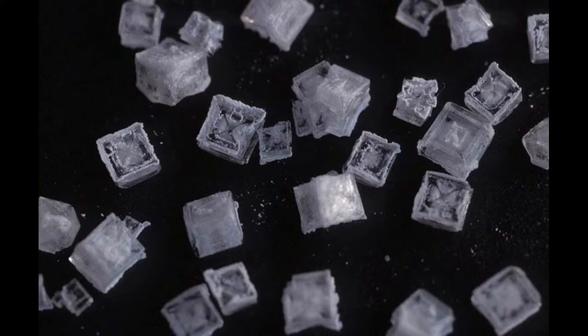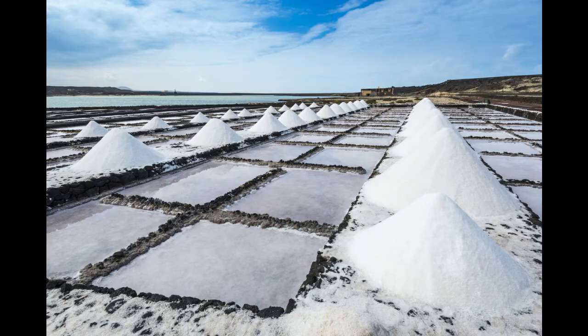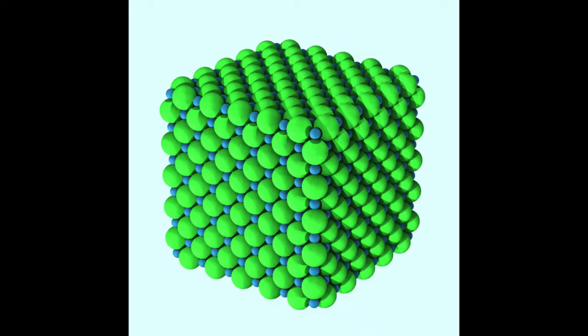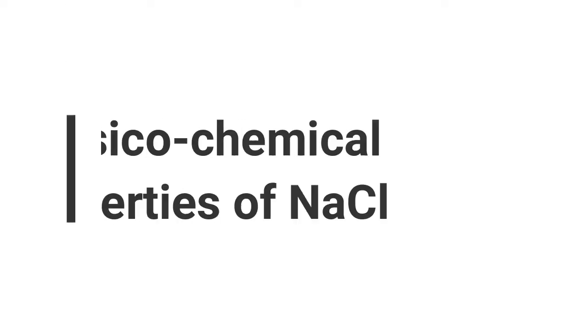NaCl is an ionic compound that occurs naturally as white crystals. It is extracted from the mineral form halite or by evaporation of seawater. The structure of NaCl is formed by repeating the face-centered cubic unit cell and has a packing efficiency of 74%.